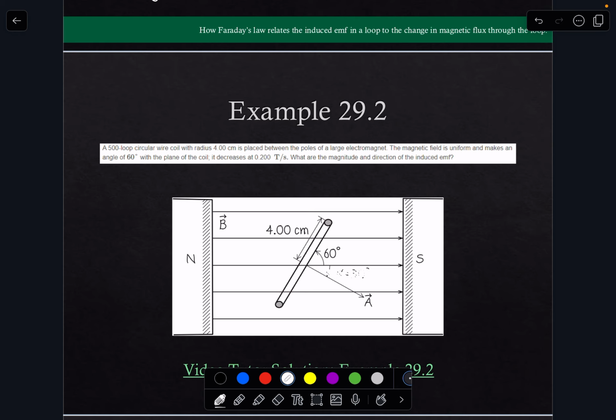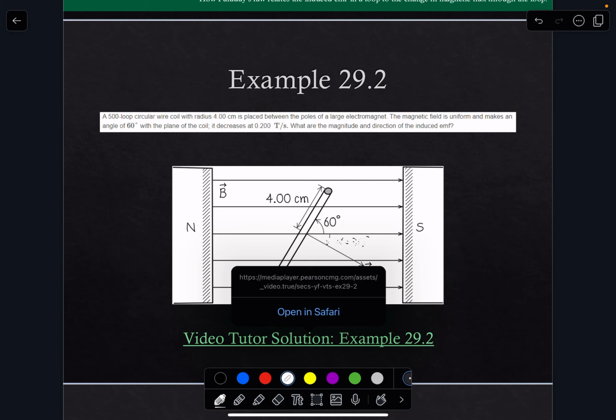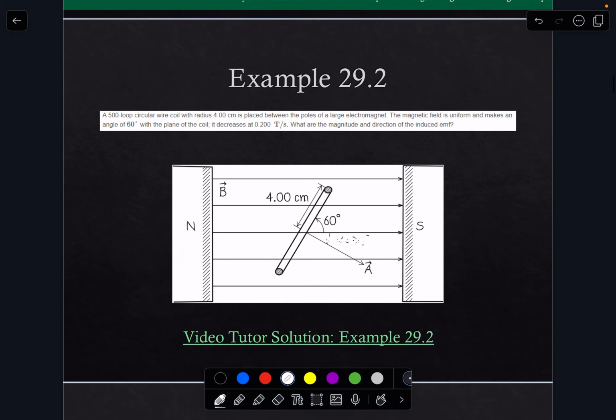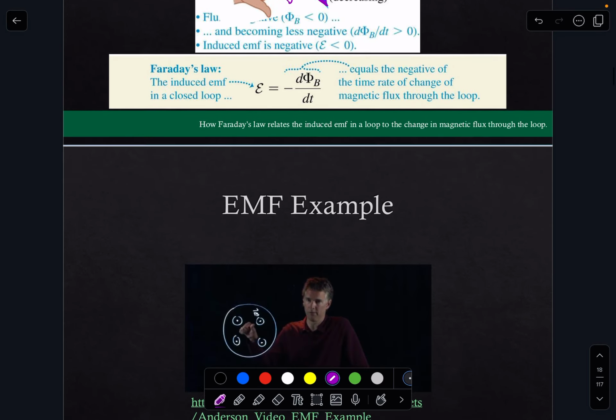This example is pretty straightforward. I'll let you guys do it and just watch the video tutor solution, just for the sake of time. If you have any questions about it, what I want to do together with this example is we're just going to work on the direction of the induced EMF, okay? I feel like the magnitude is pretty easy to calculate. Let's figure out what the direction is by applying the tricks that we looked at up here.